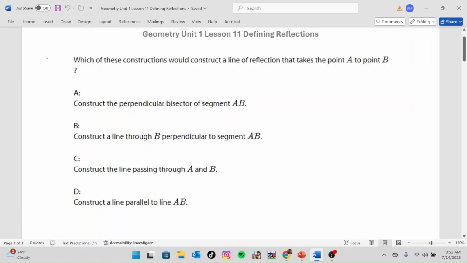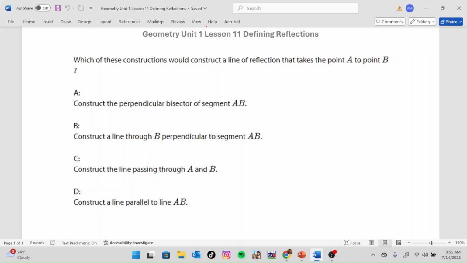Now we can start on the practice problems for lesson 11. Which of these constructions would construct a line of reflection that takes the point A to point B?